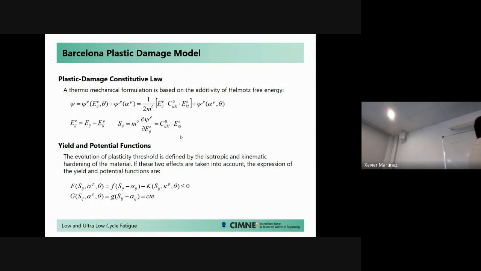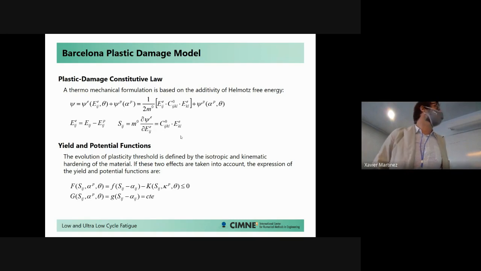And any plastic model needs yield and potential functions. If the yield and potential functions are the same, we are talking about associated plasticity. Otherwise, the yield function tells you that you're outside of it, in the plastic range, and the potential function takes you back to the yield surface. And the yield surface can be written in this form, in which S are the stresses on the material, alpha is the term corresponding to the kinematic hardening, and kappa is the term that corresponds to the isotropic hardening.